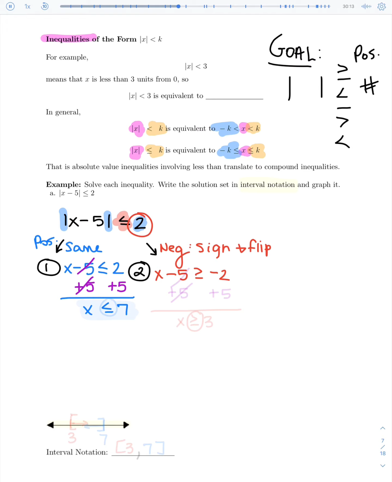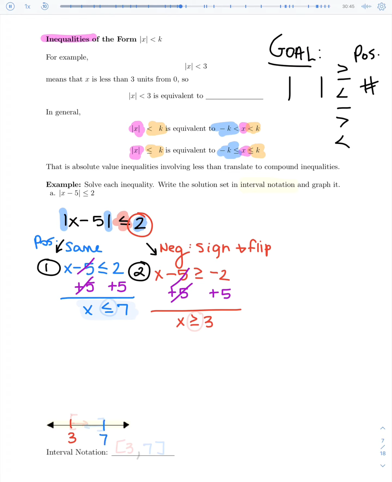And on the other one, we'll do something similar. We'll add 5 to both sides to solve that inequality, which will give us x is now greater than or equal to a positive 3. So let's go ahead and take a look at our number line. We should have two values on our number line. Let's put the first one first, which is the number 3 is the smallest, and the number 7 is the largest.